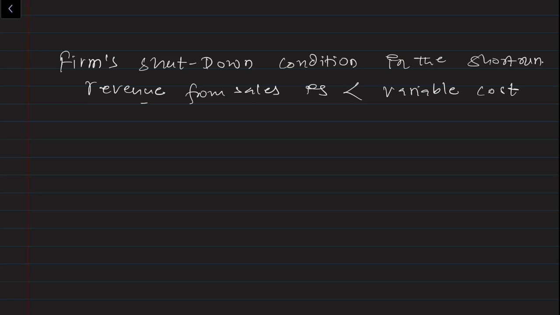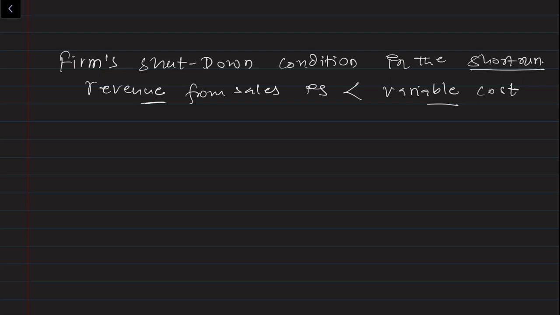So when revenue from sales is less than variable cost at all possible levels of output, then the firms will shut down in the short run. Okay, please keep this in mind. This is for the short run.